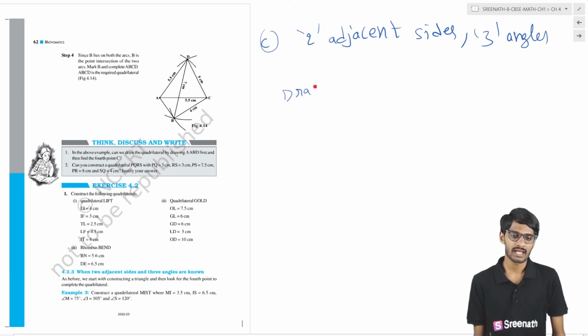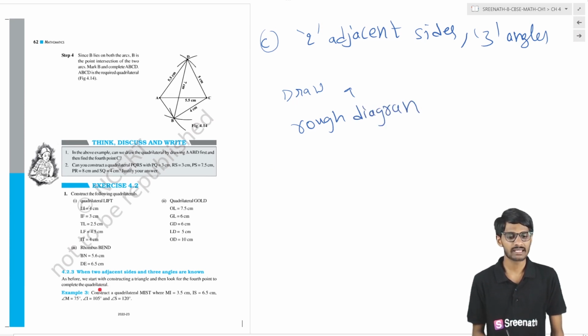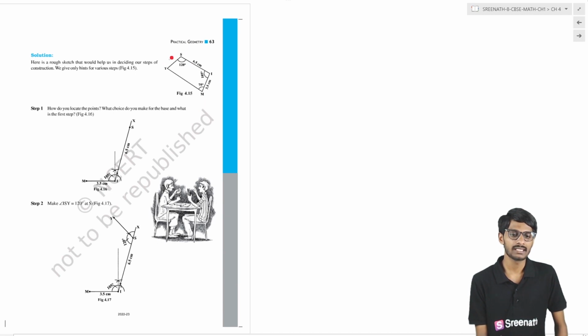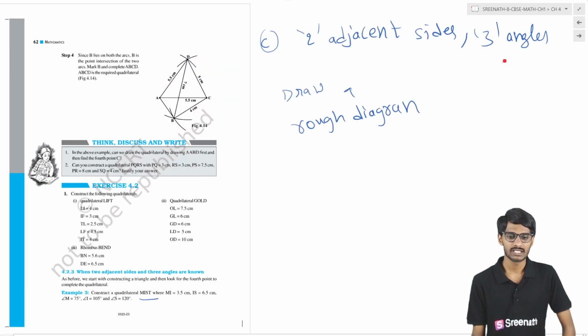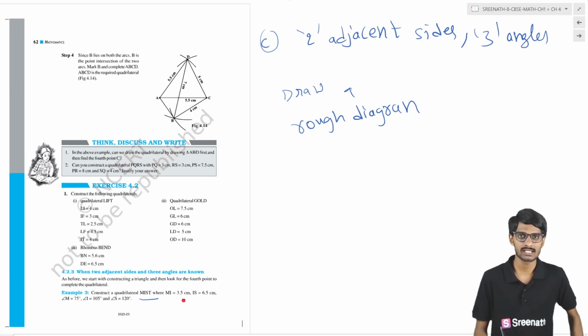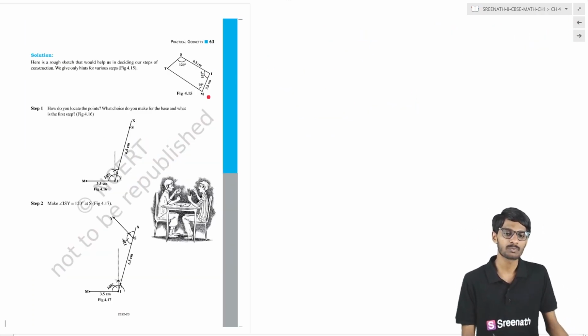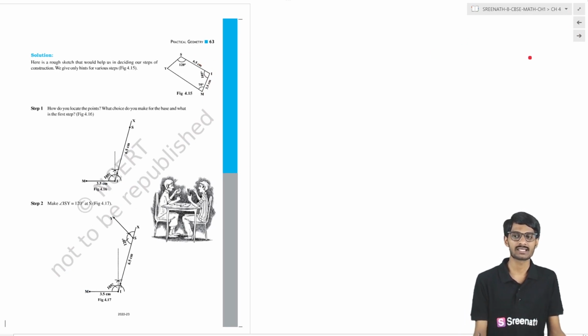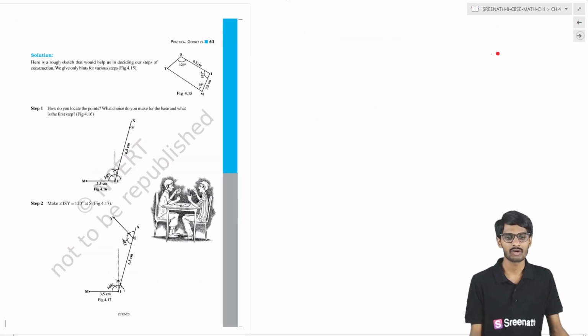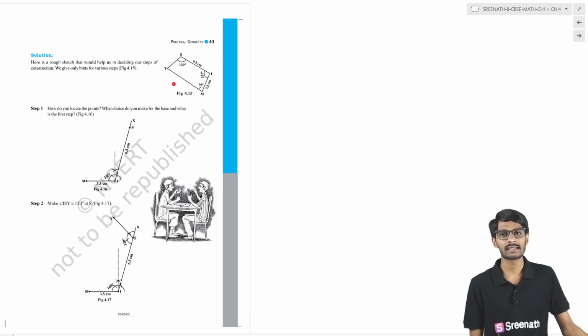First, draw a rough diagram. So using the given information, that quadrilateral is MIST. Using that given information, you have to draw a rough diagram. So the rough diagram will be like that, MIST. So what is the given information here? He has given MI and IS. He has given two sides, and these two sides are adjacent sides. MI is 3.5 and IS is 6.5 centimeters, and he has given three angles like that. And we have used those angles and drawn a rough diagram.